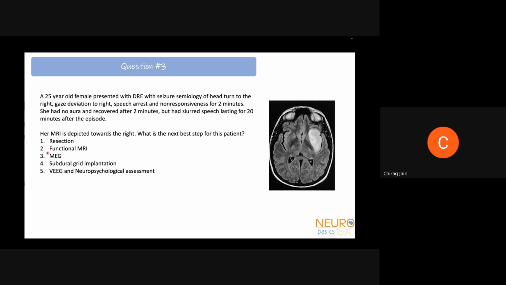Right. So our MRI is depicted towards the right, as we can see here. What is the next best step for this patient? Is it resection, to do a functional MRI, to do a MEG, to do a subdural grid implantation, or to do a video EEG and a neuropsychological assessment? You can take your time.